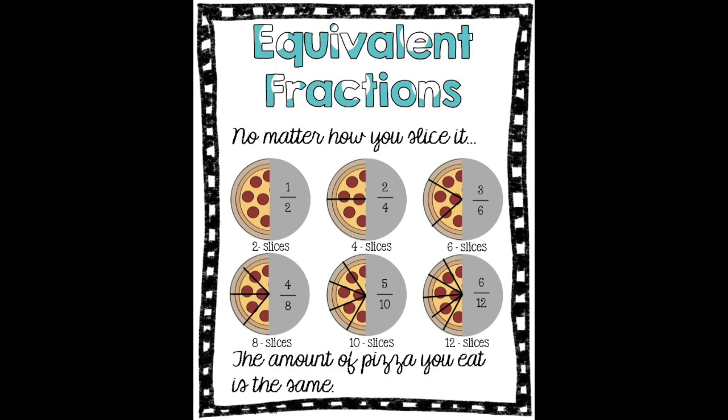Then if you get 6 slices and you eat half of it, your fraction is going to be 3/6. And then you have 4/8, 5/10, and 6/12. So here you can see that all the pizzas are the same exact size. There's just different slices in every single pizza, and half of that pizza is eaten in every single pizza, which all equals 1/2. So we're going to go through the examples together, so make sure you're following along with me in your book. All right, so now that we've talked about equivalent fractions, let's go over examples together.